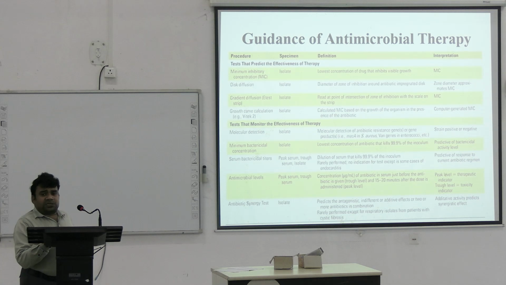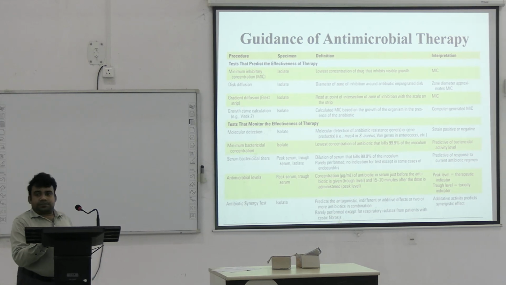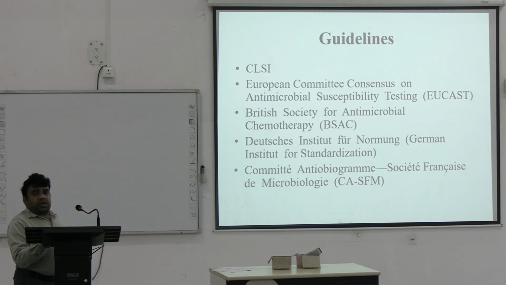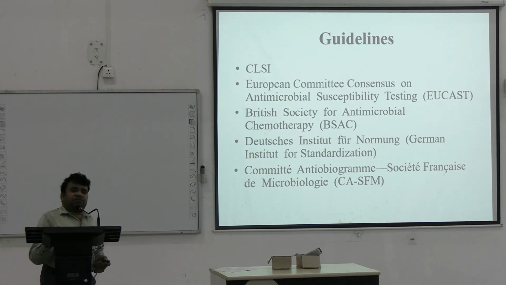So, antimicrobial susceptibility testing does two important things: it predicts the effectiveness and it monitors the effectiveness. Now, how can we predict the effectiveness? We have some testing patterns. In India, we use either CLSI or the European guidelines. Basically, most of the countries have their own set of guidelines. In India, till now, we don't have specific guidelines. That is the reason why we follow the international guidelines, CLSI or EUCAST.